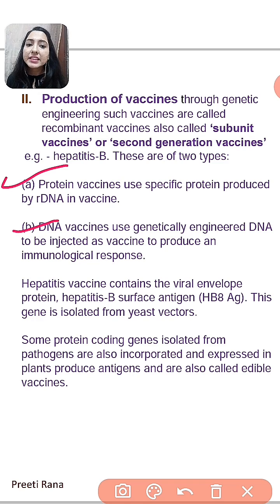Hepatitis vaccine contains viral envelope protein, hepatitis B surface antigen. This gene is isolated from the yeast vector. Encoding genes isolated from the pathogens are incorporated in the plants, where they express to produce antigens. So such vaccines which are incorporated in the plants and which we can consume by eating are known as edible vaccines.